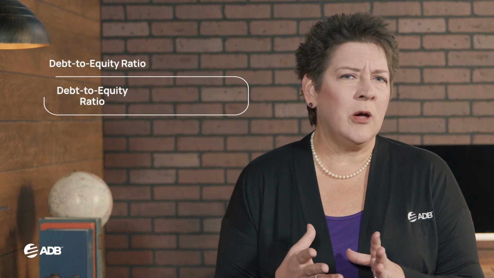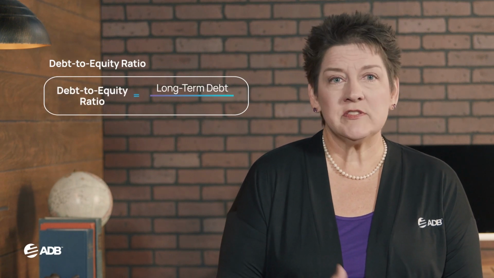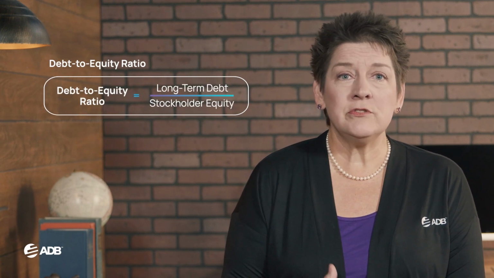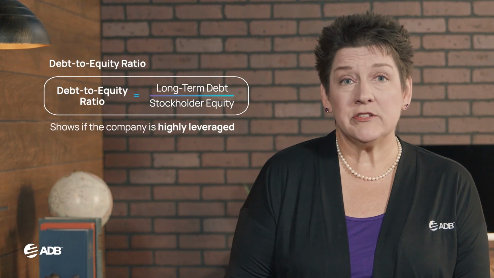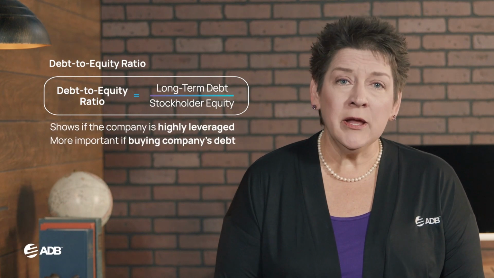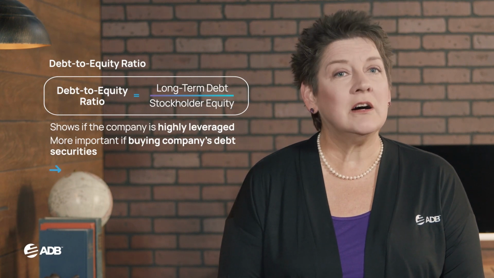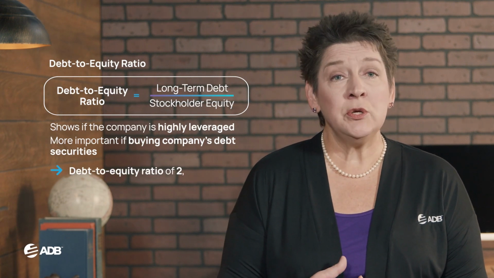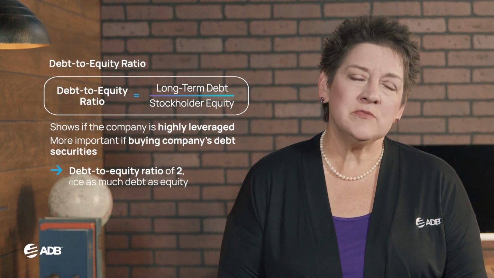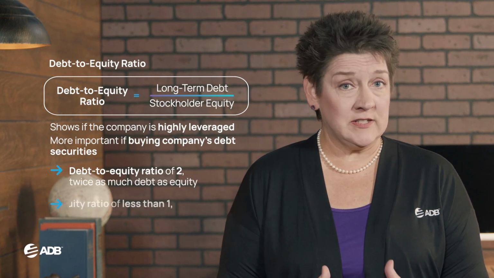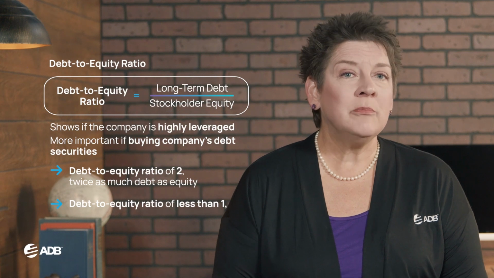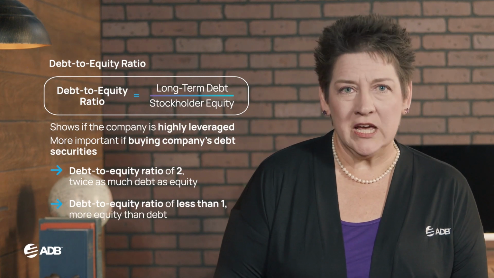Now we have the debt-to-equity ratio, which is simply the company's long-term debt divided by stockholder equity. This ratio shows if a company is highly leveraged. This ratio could be very important to a person considering buying this company's debt securities. A debt-to-equity ratio of 2 means a company has twice as much debt as equity. A debt-to-equity ratio of less than 1 means a company has more equity than debt.